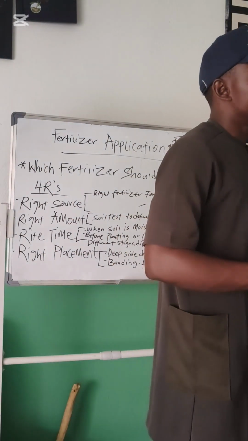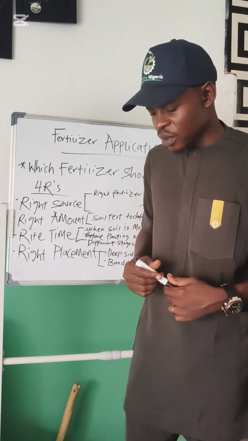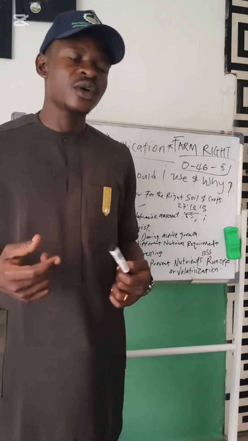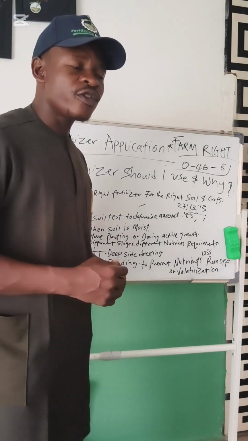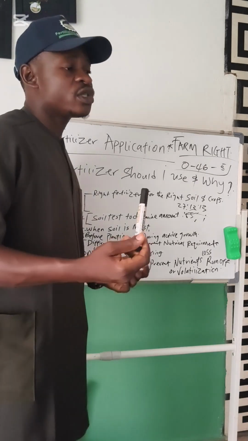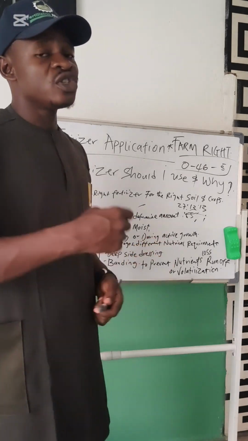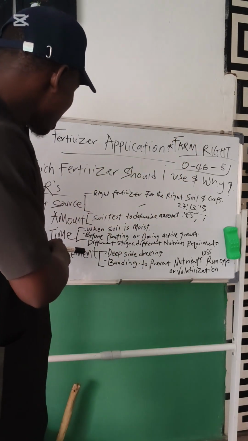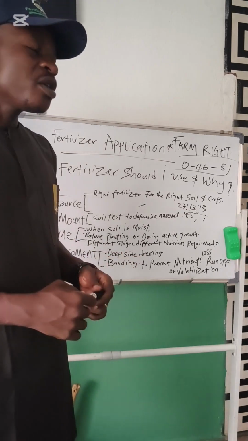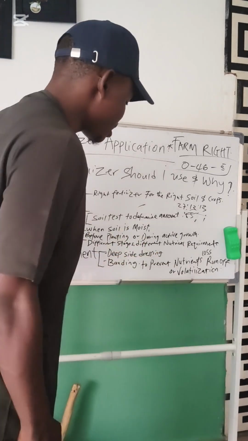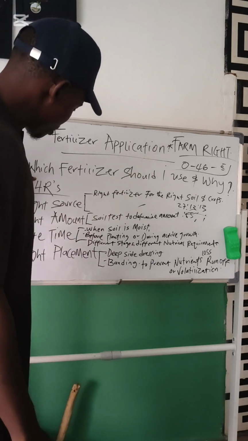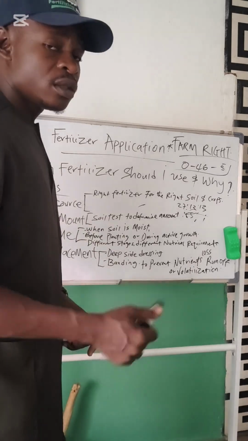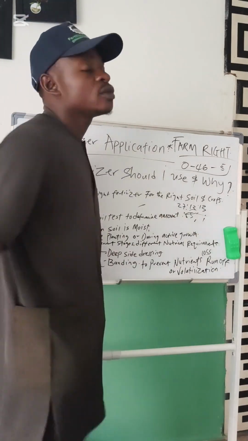Other methods like the foliar method, that is spraying on leaves, or fertigation for people that do drip irrigation systems, introducing the fertilizers into the water that is being distributed across the plants. But these are the major rights. I know that many of you just want to know how to put fertilizer. No, you have to start from there. The right source, the right amount, the right time, the right placement. This is how to farm right. That is how to farm right.